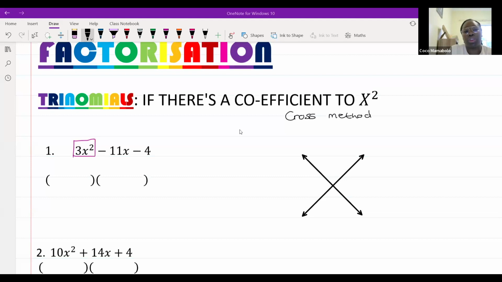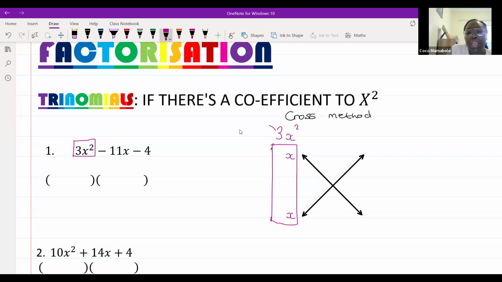Now, what I'm going to do in the cross method is take this first term, 3x squared, and put it over here on this side of my cross method. Over here, I'm going to look for the factors of 3x squared. Now, we already know what the factors of x squared are. So I'm going to put an x and an x. Now, I still need to find the factors of 3. What are the factors of 3, guys? Good, Tyler, that's it.